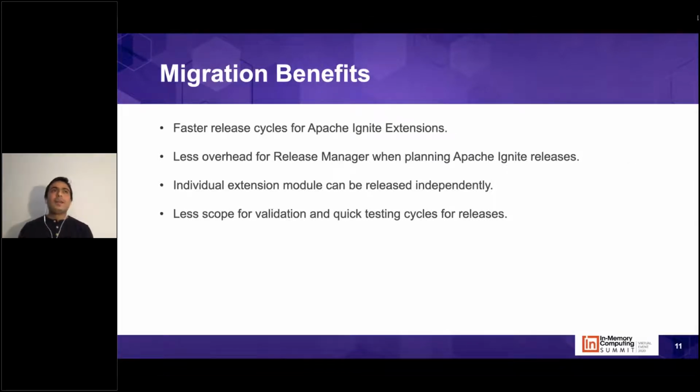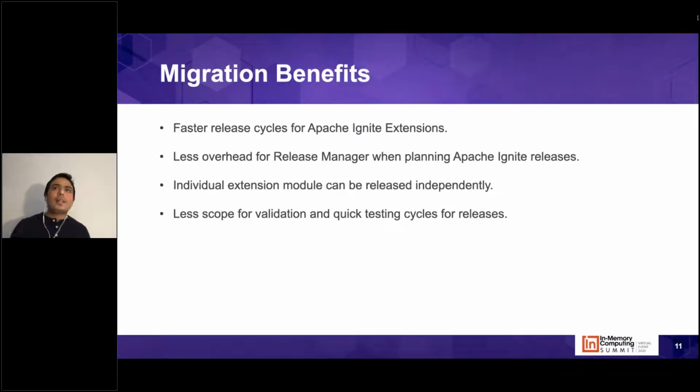So what benefits do we expect to get from this large migration process? One of them is the faster release cycle. We should be able to release Apache Ignite extensions quicker. Since we are now looking at a very small identified scope for release, if we are looking at a Kafka module, we are just concerned about the changes in the Kafka APIs and the Ignite core APIs to make sure that we are able to make the release or not, and if we have to make changes into our test suites or not, or if there are any changes needed in the modules. And less overhead for the release manager.